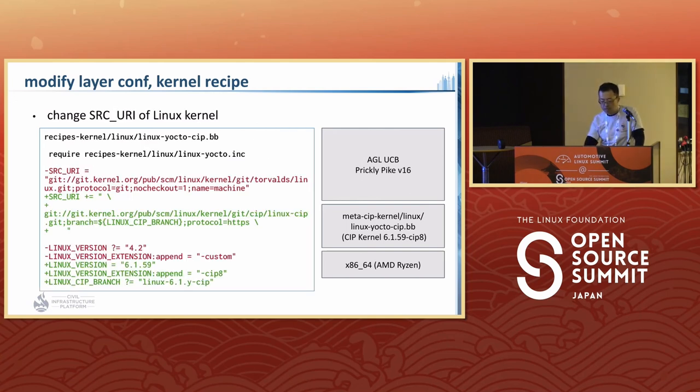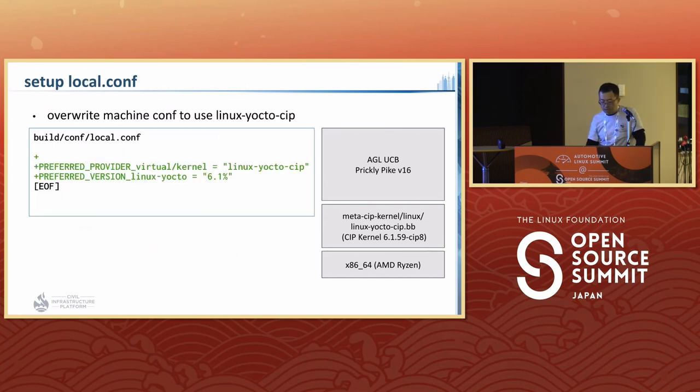So I changed the kernel download URL in the template Linux kernel recipe, and changed the version as well. I set the kernel recipe and the version to be used in local.conf in the build directory. Generally, it is recommended to set the kernel recipe and version in a machine config file, such as in a BSP layer. But in this case, it's a feasibility test, so I set this information in the local.conf file as shown in this slide.